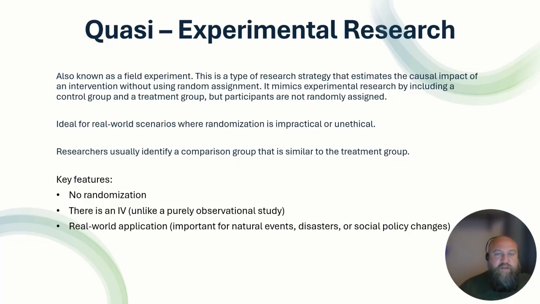Some key things with quasi-experimental research: there is no randomization because you really can't do randomization. There is an independent variable, which is what really differentiates this from the more purely observational types of studies. And quasi-experimental research has really strong external validity. Remember, external validity is how applicable it may be to different settings, different populations.